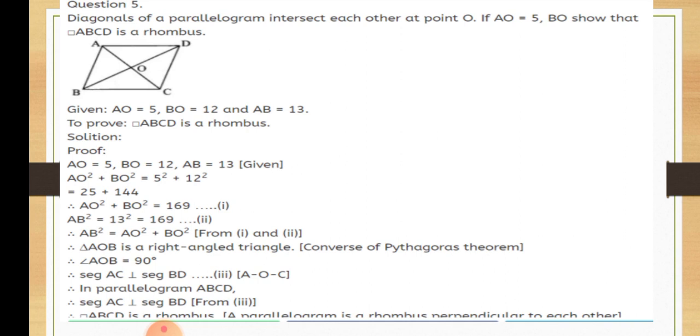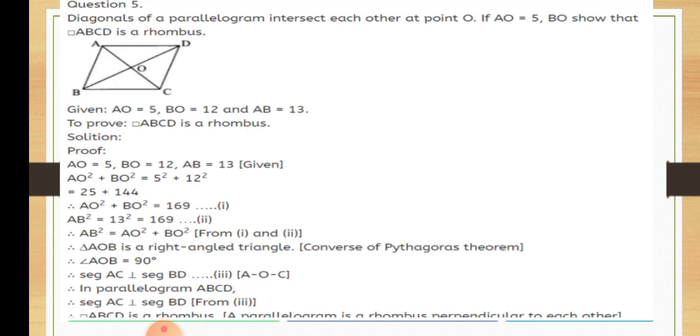Diagonals of a parallelogram intersect each other at point O. Therefore here we are drawing this ABCD quadrilateral where the two diagonals, that is AC and BD, intersect at point O. Given: AO equals 5, BO equals 12 and AB equals 13, and ABCD is a rhombus. Now for this solution, to prove: AO equals 5, BO equals 12 and AB equals 13, given.